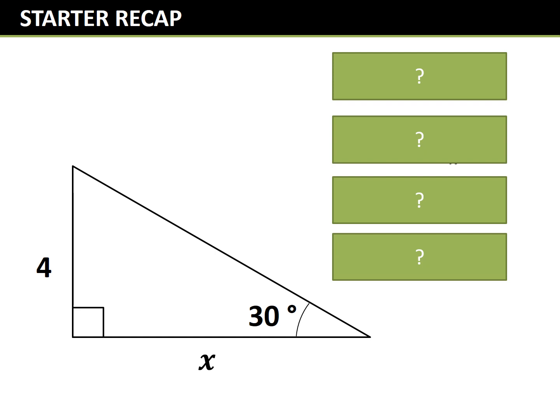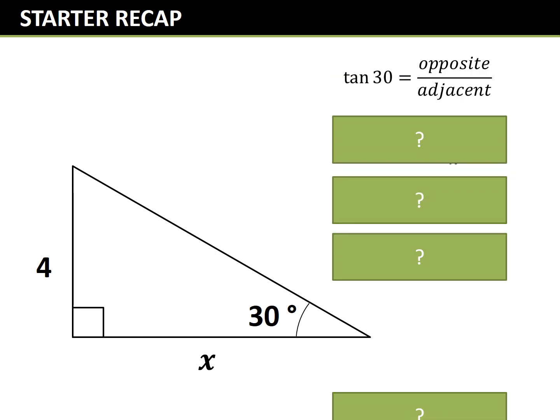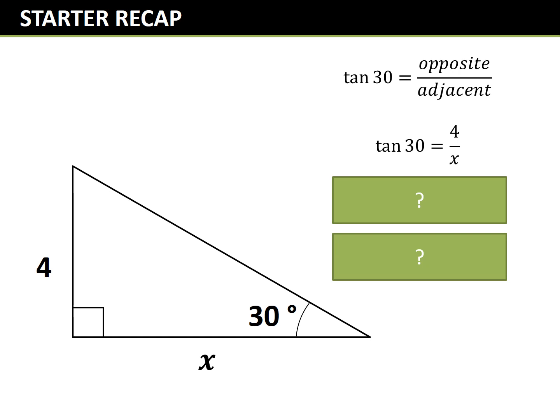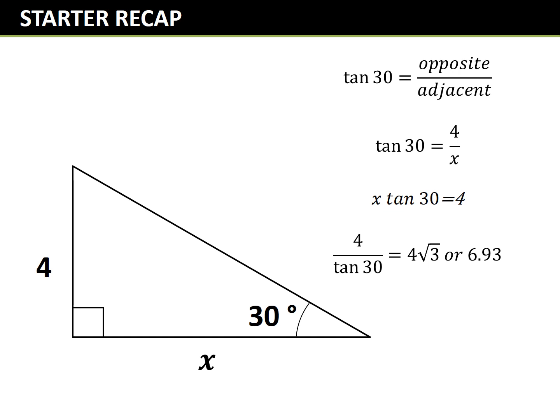So if we look at our triangle here, we know that we've got to use the tan ratio, and the tan of 30 is the opposite over the adjacent. So if I put my numbers in, the tan of 30 is 4 over x. So if I times both sides by x, I get x tan 30 is 4. So 4 divided by tan 30 must be what x is, which is 4 root 3 or 6.93.